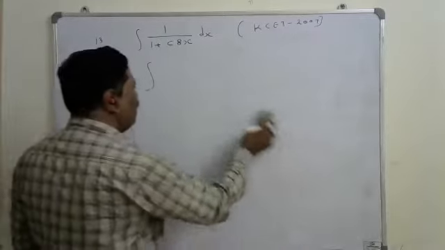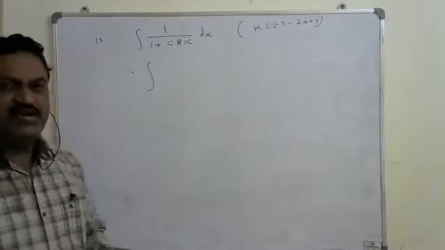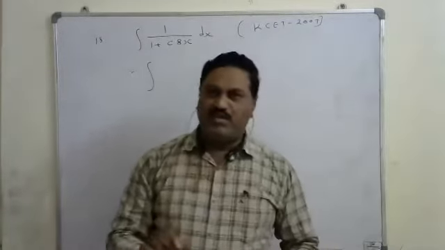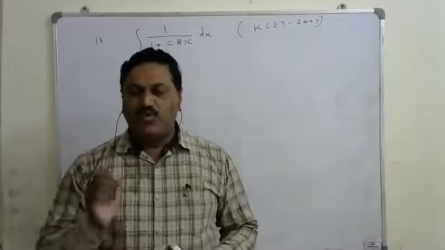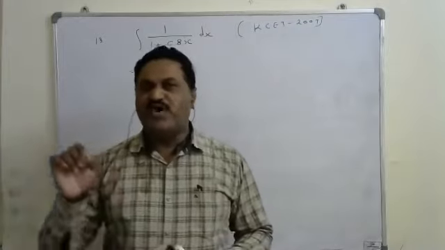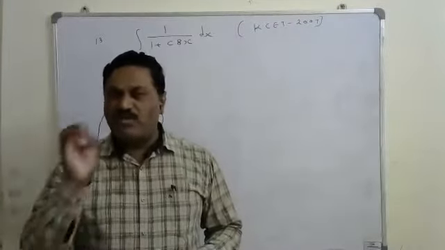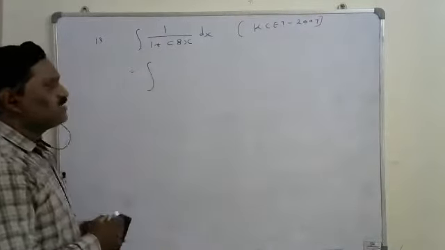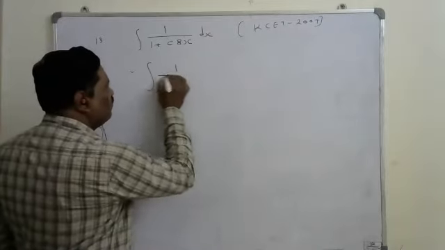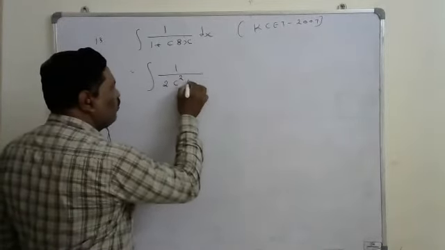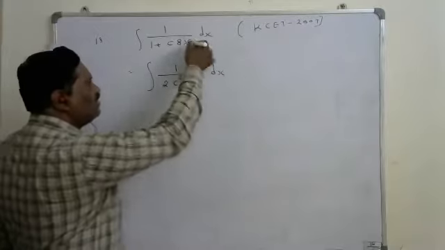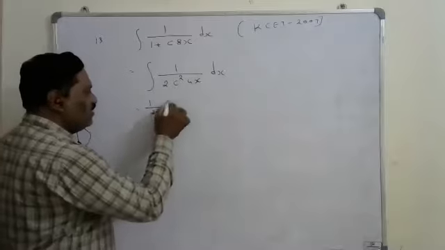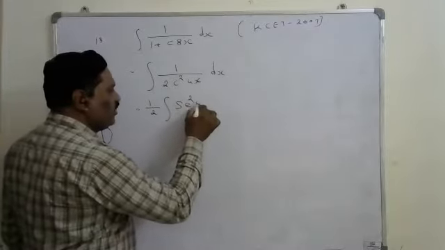To evaluate this, whenever you find 1 plus cos or 1 minus cos, immediately we have to recollect the formulas from trigonometry: 1 plus cos 2a is 2 cos square a, and 1 minus cos 2a is 2 sin square a. For applying that formula, whatever the angle is, we have to make it half. So 1 plus cos 8x we can write as 2 cos square 4x. Whatever the angle is, you have to make it half for applying this formula.